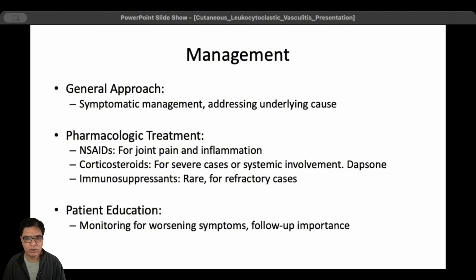You just have to monitor to see, number one, that the symptoms are resolving, and number two, that there is no further involvement. So you tell them the importance of the follow-up, even if they are doing it at their local GP.